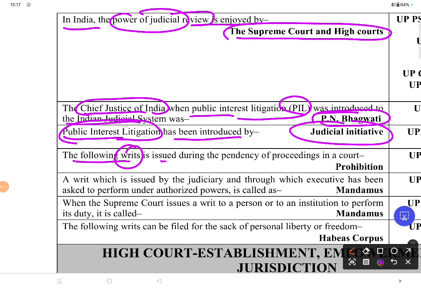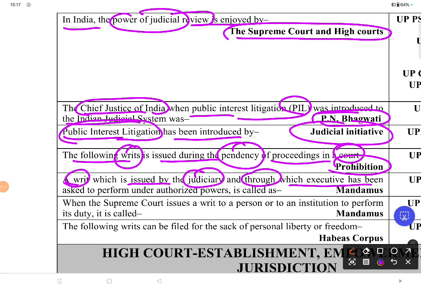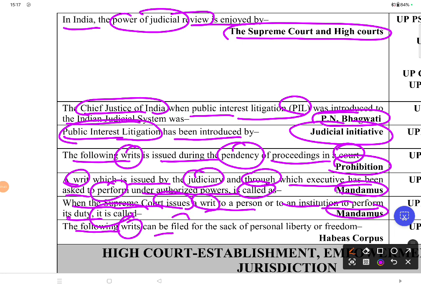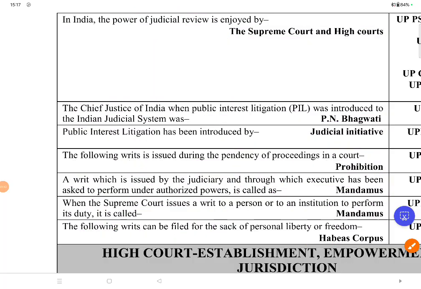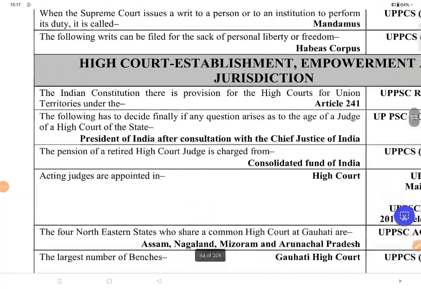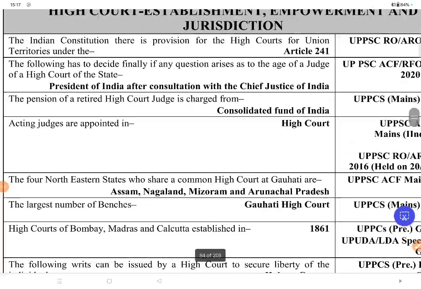The following writs is issued during the pendency of proceedings in a court: prohibition. A writ which is issued by the judiciary and through which the executive has been asked to perform under authorized powers is called mandamus. When the Supreme Court issues a writ to a person or to an institution to perform its duty, it is called mandamus. The following writ can be filed for the sake of personal liberty or freedom: habeas corpus. Move on to the next chapter, that is High Court: establishment, empowerment and jurisdiction.